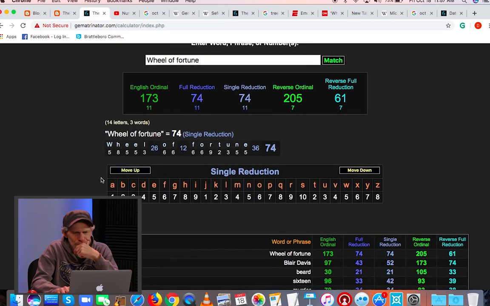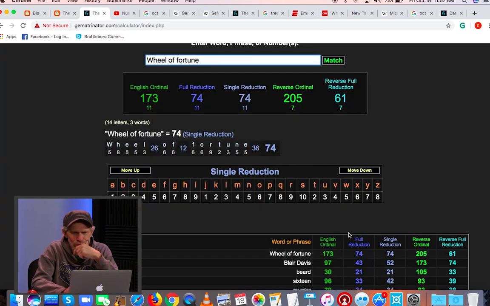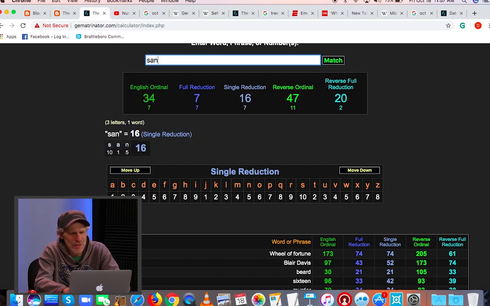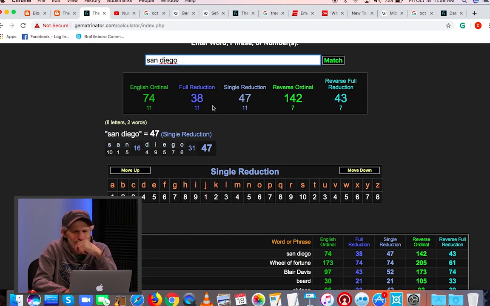So if you notice here, some same numbers. Wheel of Fortune 173 and 74 in reverse and reduction. Blair Davis 173 in reverse and reverse reduction. Wow. That's pretty amazing when it hits twice and it's got that number 74. Right? Spin the wheel and play. So, also Blair Davis 43 on a day with 43 numerology. 10 plus 14 plus 19 equals 43. He's from San Diego. Notice the 43 in Blair Davis. He's from San Diego. San Diego, also 74 and 43. You know, San Diego, Wheel of Fortune and Blair Davis, all 74. And Blair Davis, 43, and San Diego, 43.